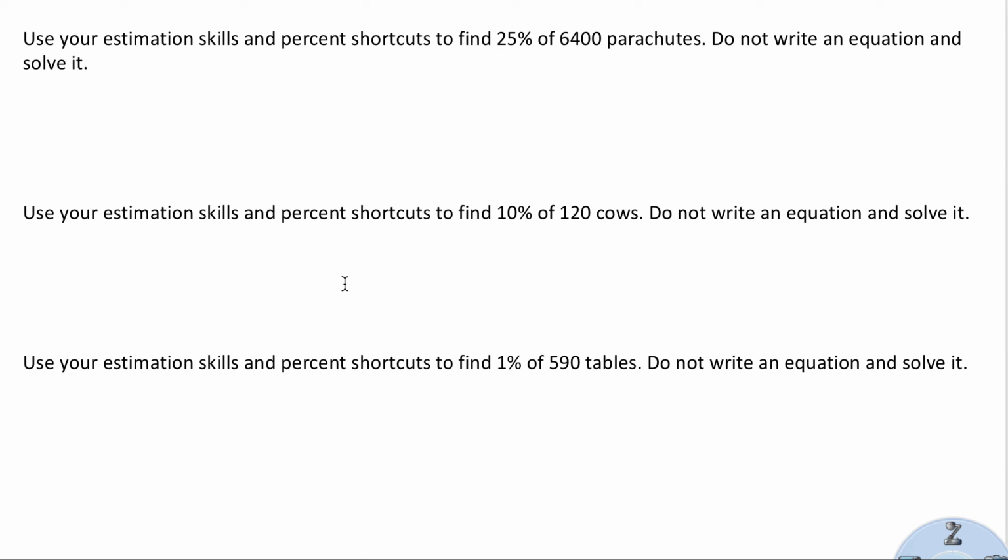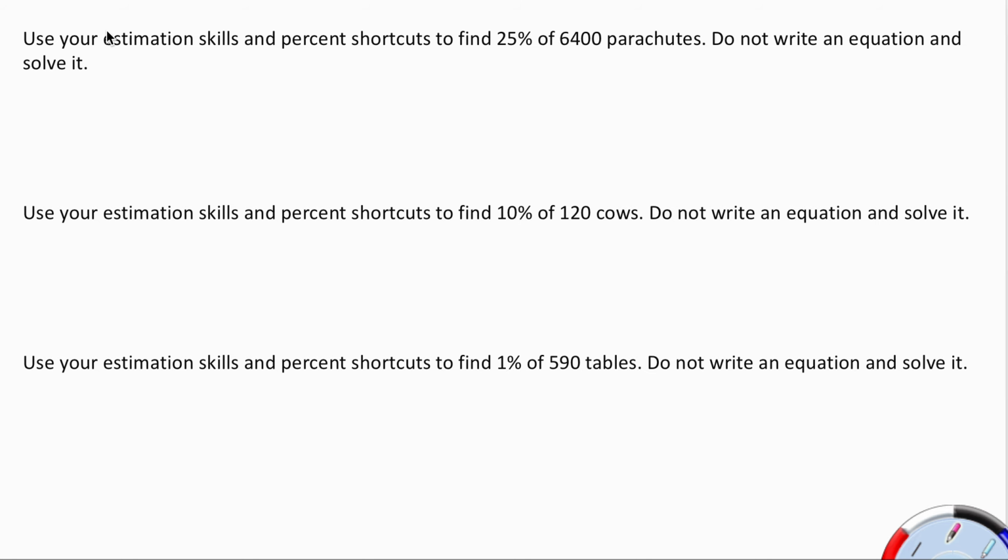Okay, now these I'll say use your estimation skills, right? So they expect you to know that 50% of something is the same thing as half of something, right? And 100% of something is like the whole thing. 200% is 2 times something. You're doubling it. 25% is 1/4 of something.